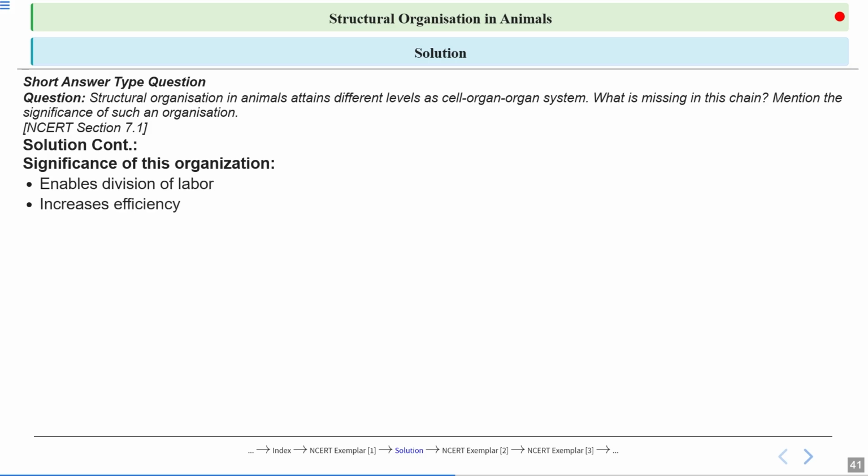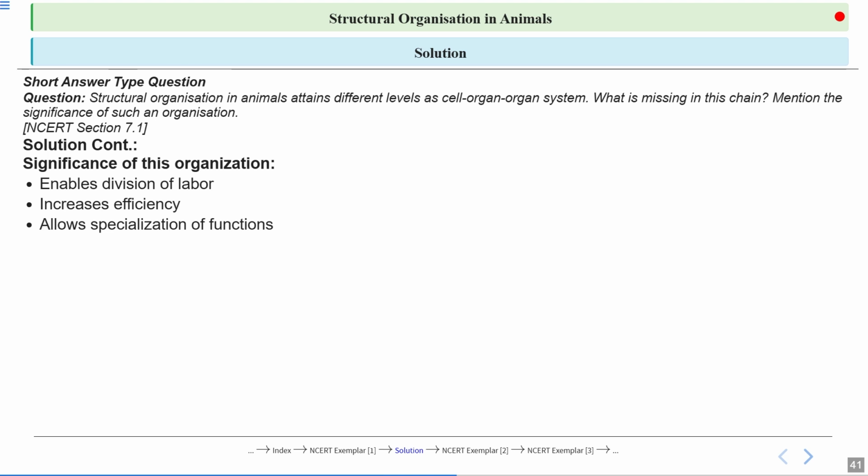Increases efficiency. When you divide the work, we have the digestive system, the nervous system, the reproductive system, muscular system, skeletal system. So many systems are there, and they are doing their own work. If one system is doing just one work, it will do that work efficiently. Imagine if the digestive system and circulatory system both had to do the functions, then how could they perform? Their efficiency will decrease, right?